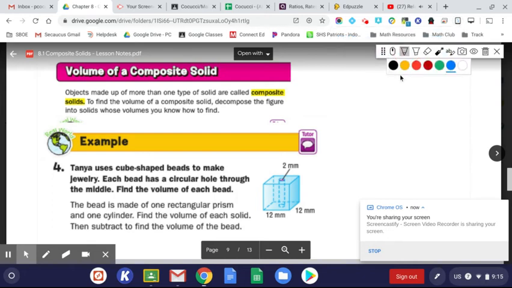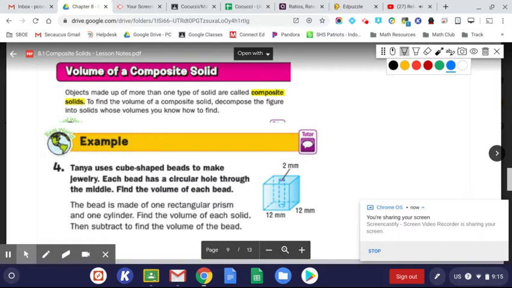Okay, so today we're going to talk about the volume of a composite solid. So, what is a composite solid? What does that exactly mean? Well, a composite solid is pretty much an object that's made up of more than one type of solid that is pieced together and made into a whole part.